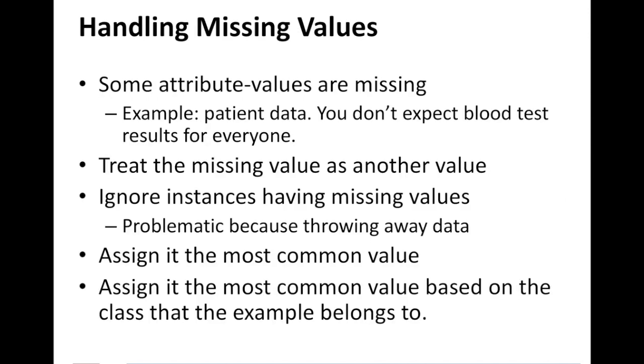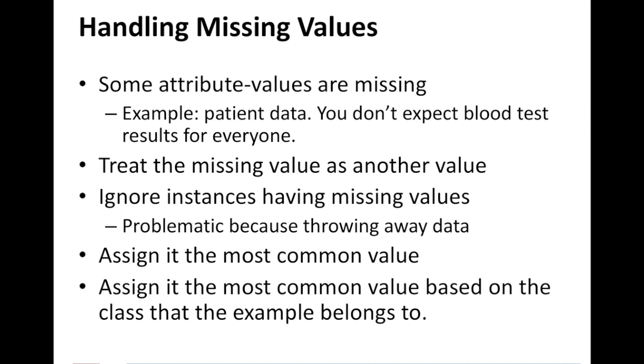Handling missing values. Attribute values are missing. This is something that happens all the time. Recording errors could happen. Some values may not be available at the time, so they are missing, but you still have to use that attribute to predict. Patient data is one real classic example. You don't expect blood test results for everyone. You don't have all results for everybody at any time point. It's just not possible, so you have to make do with some missing values here and there.